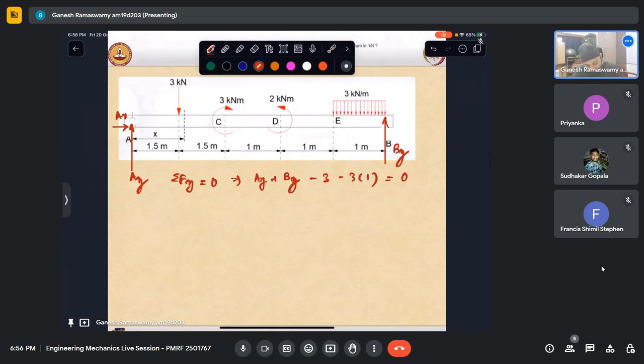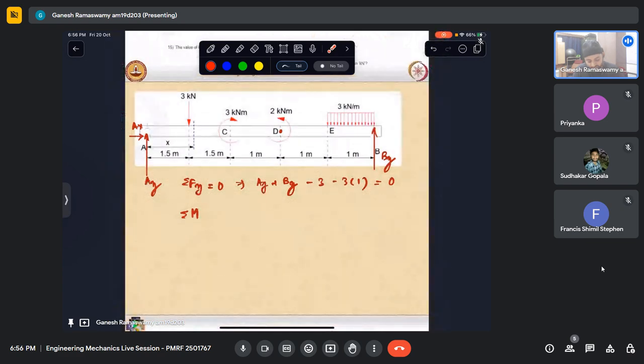Similarly, sigma m. Now again I can take it about any point. Let us say that I take it about D. I will see that By will have a contribution, Ay will also have a contribution. So again I will get one equation with two unknowns. Here also I have one equation with two unknowns. I can solve for both. But that is not quicker. If I want to do it quickly, I can take moment about this point or this point, thereby eliminating one of either. So which we have already seen in the case of trusses, so I won't delve much into that.